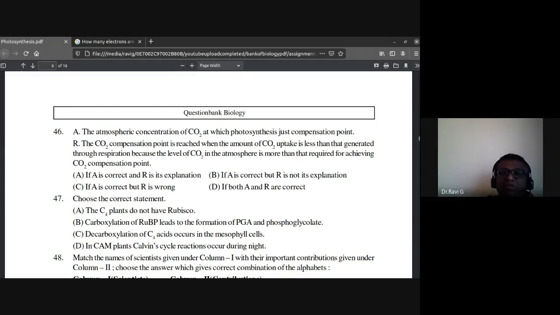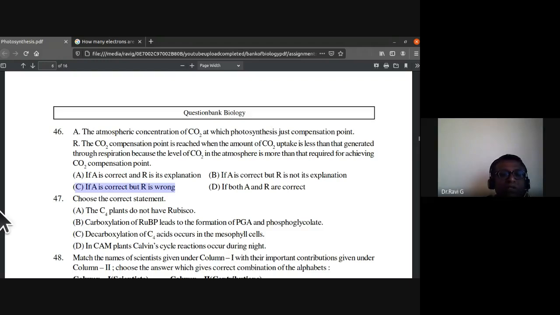So the assertion, the atmospheric concentration of carbon dioxide at which photosynthesis occurs is compensation point. A is the correct statement, but R is wrong. So C is the answer. So for the 46th, the assertion is correct, but the reasoning is wrong.